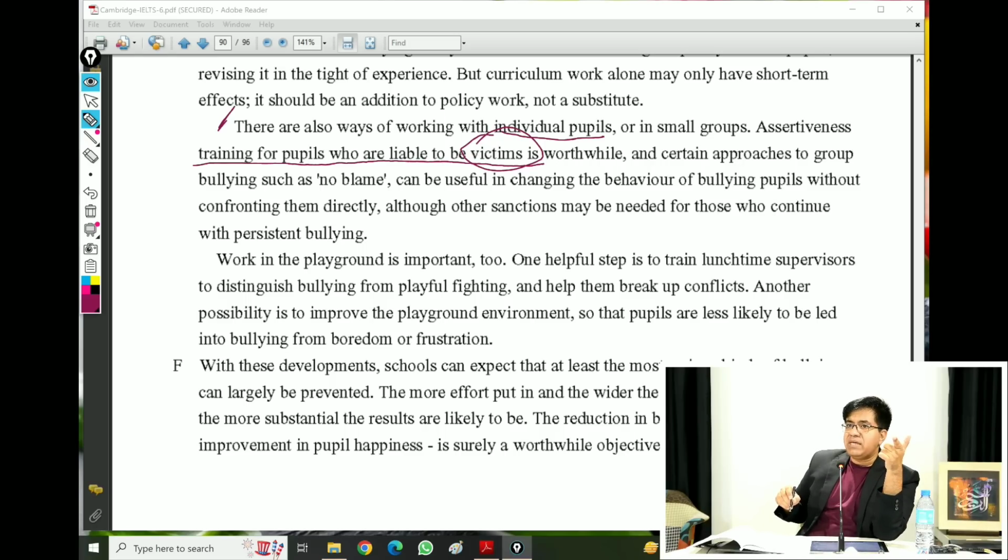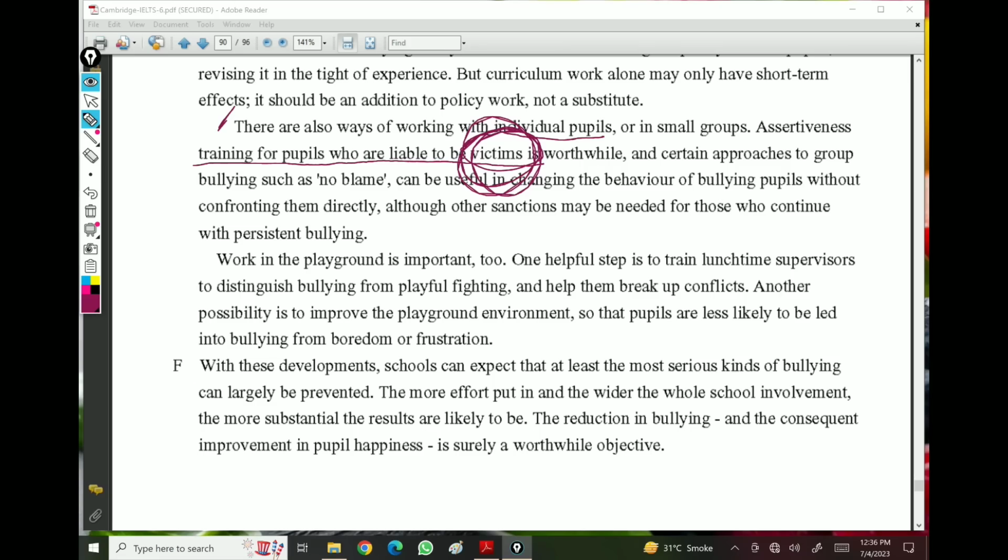Liable to be victim means potential victim. Potential means जिसके साथ ये हो सकता है. Potential victims and liable to be. So liable to be is the synonym of potential, and the answer is victims. Singular or plural? It is plural in the passage, so you will write it plural. Victims.